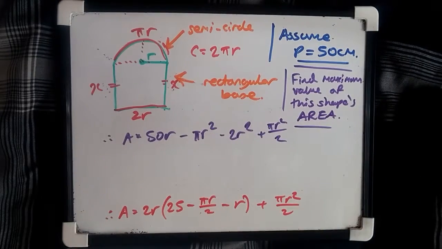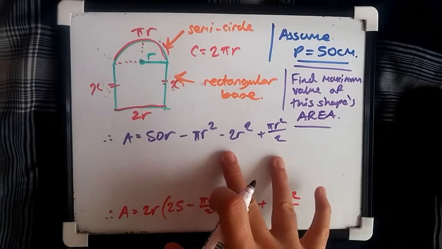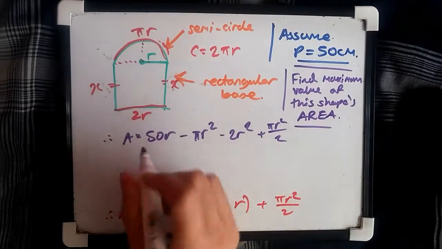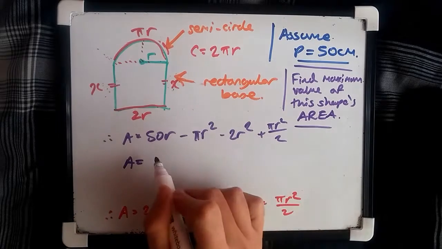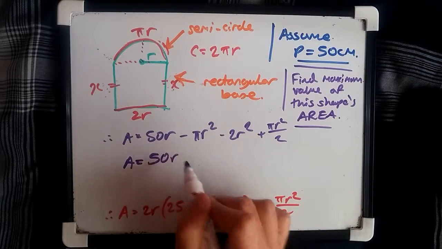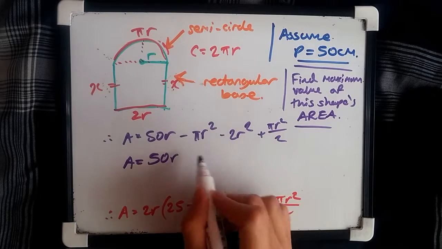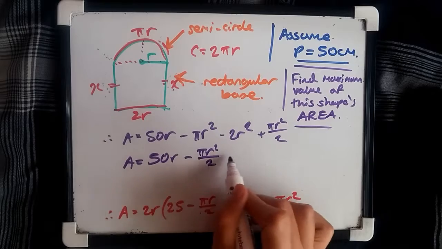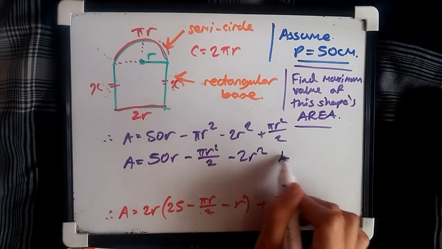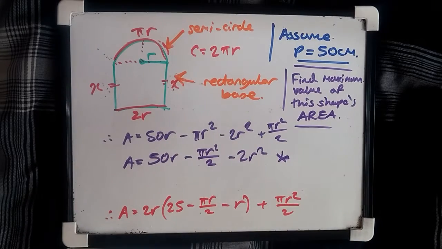And now what we do is collect terms. Collecting these two terms, because it's the same, this is just half the value of that. So finally the area is going to be, and of course I like to start with positive, 50r minus pi r squared over 2 minus 2r squared. And that's it guys, this is how you calculate the area.